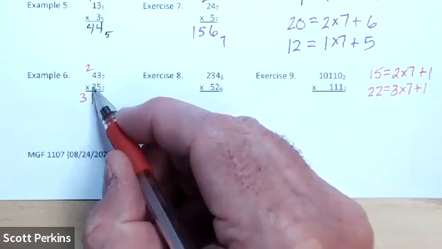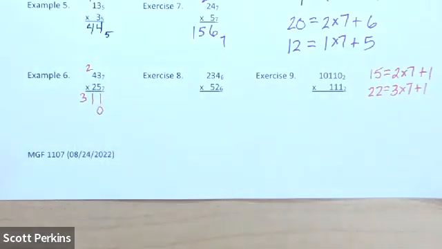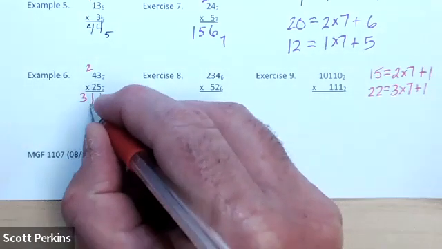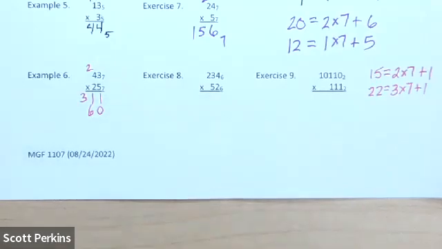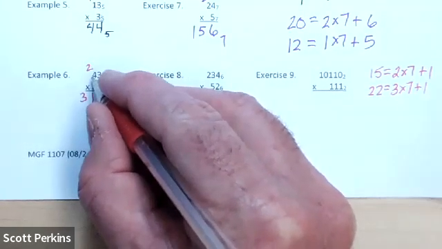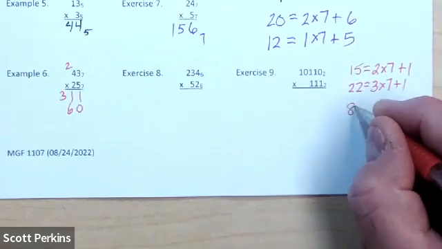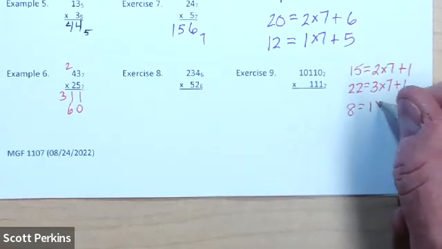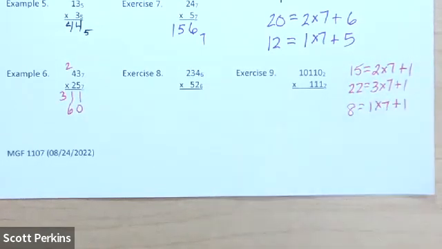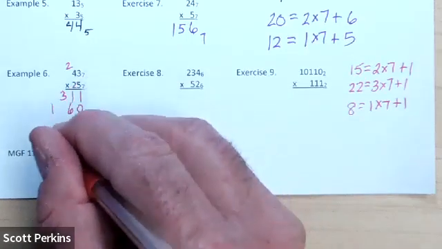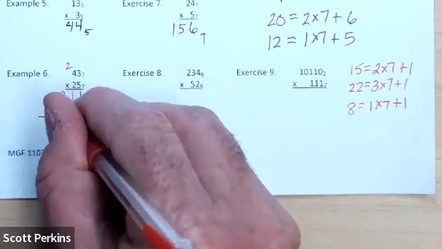So here we go. 2 times 3, that is 6. 6 is not a full group of 7, so I'm just going to write a 6 right there. 2 times 4 is 8. When I come over here to the side, if you need to, 8 is 1 full group of 7 and 1 left over. So 1 full group of 7 and 1 left over.